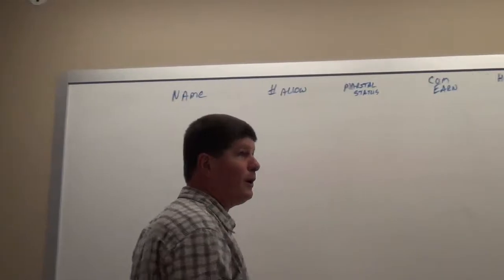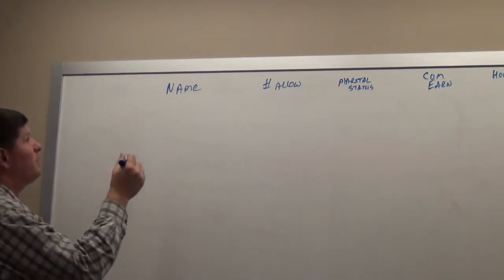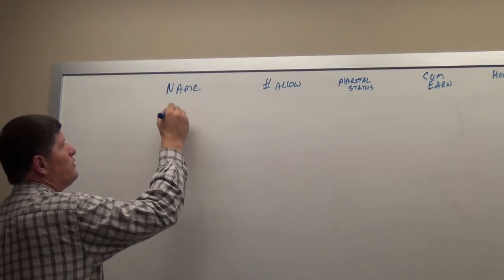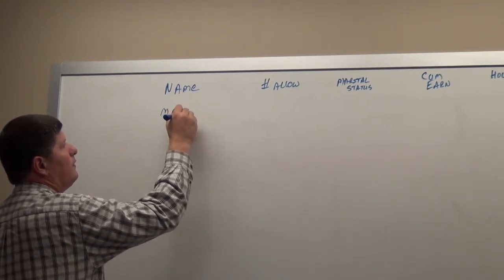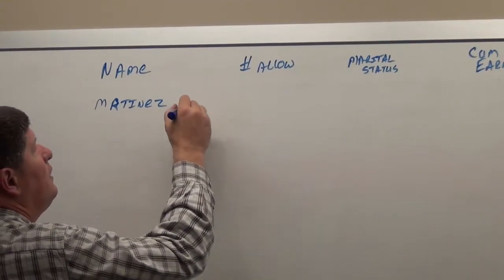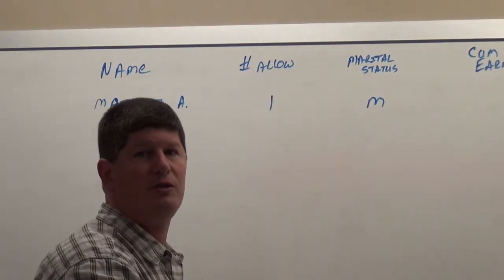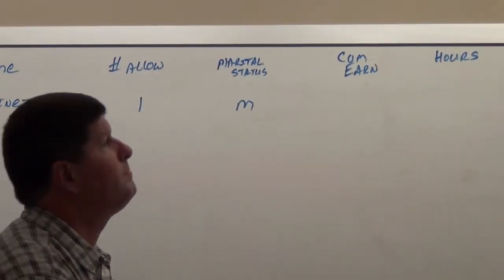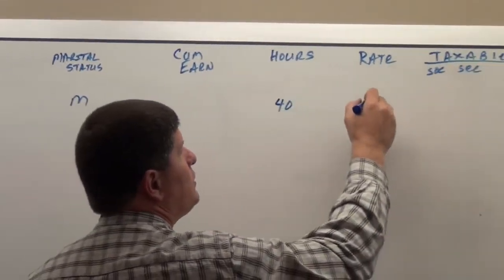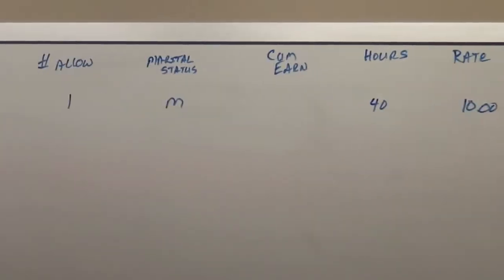So can somebody help me out? We're going to borrow from the slides, but I'm going to write it all up here if that's okay. For the names, I'm going to go with initials, or last names. First one is Martinez, Alicia. She claims 1 allowance, but she's married, so she's just claiming herself. She's worked 40 hours this period, and she gets paid $10 per hour. Good? It's easy. It's very mechanical. You just fill this in.